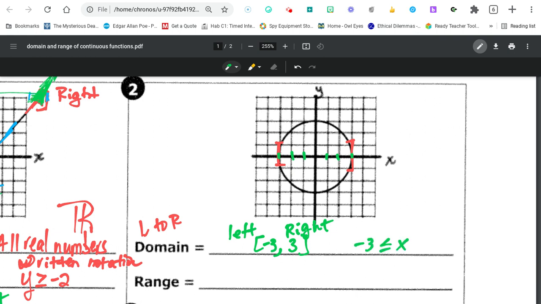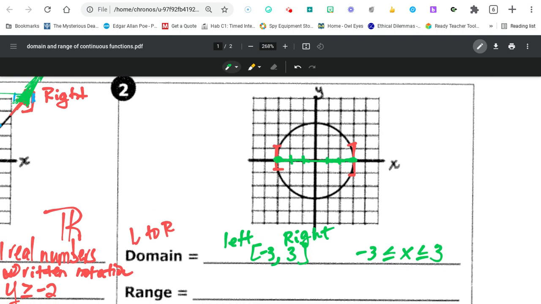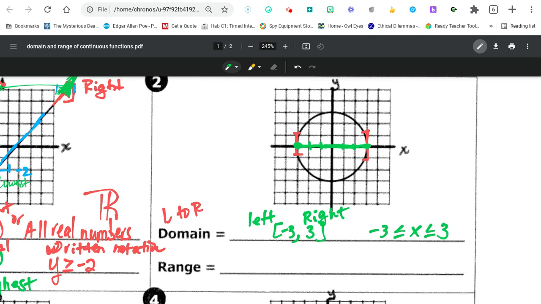Or in written notation, it looks like this: your x values lie between -3 and 3. In other words, on the x-axis, I could shade between -3 and 3. That's the span of my domain values. Or you just write it in interval notation, okay? Your range, I'm going to do lowest to highest, instead of top to bottom.